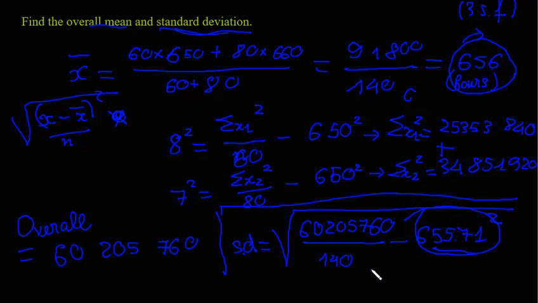So for our final value, we have 8.94, rounded to 3 significant figures. So that's how we can solve a question like this.